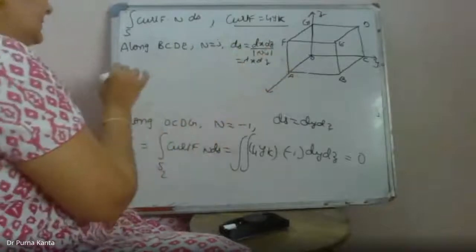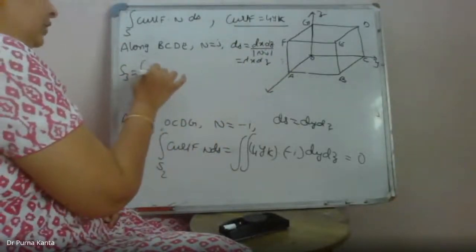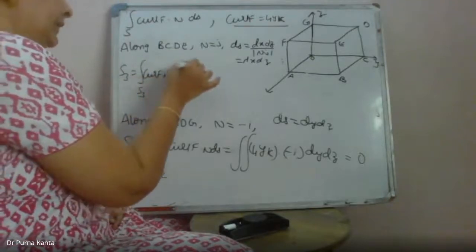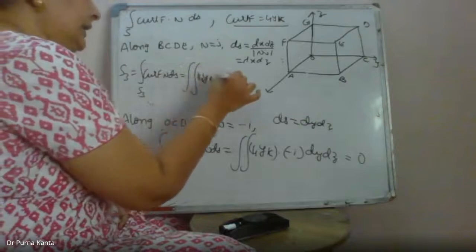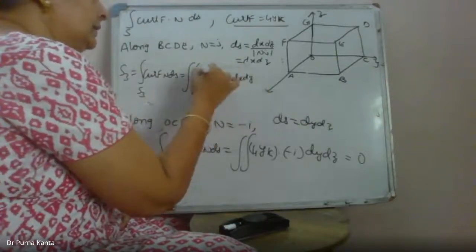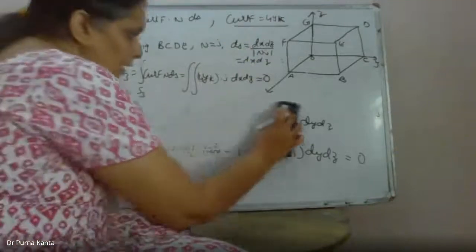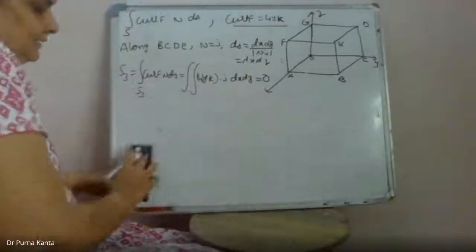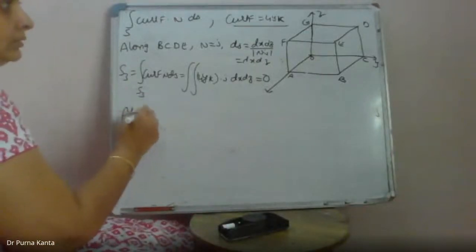So S3, integral over S3 curl F dot n ds, double integral of 4yk dot product with j dx dz. Again, k dot j is equal to 0. Now we go with the fourth face, opposite to this, the negative y face.